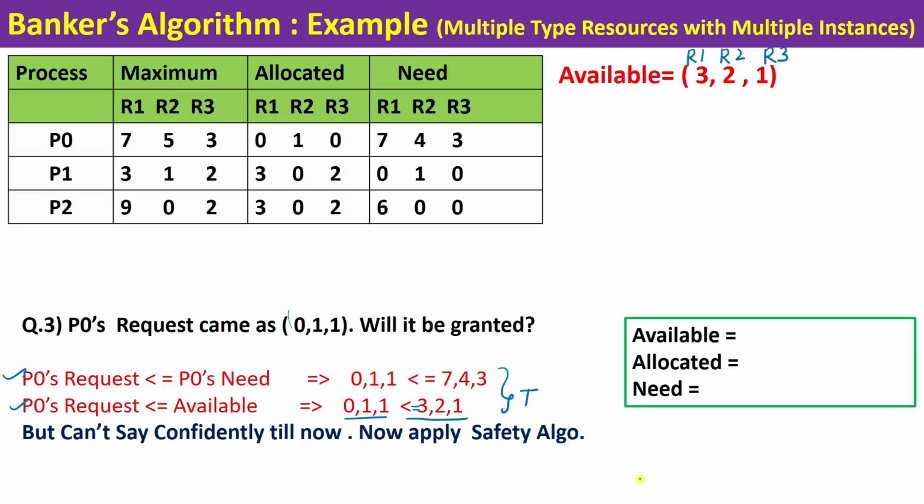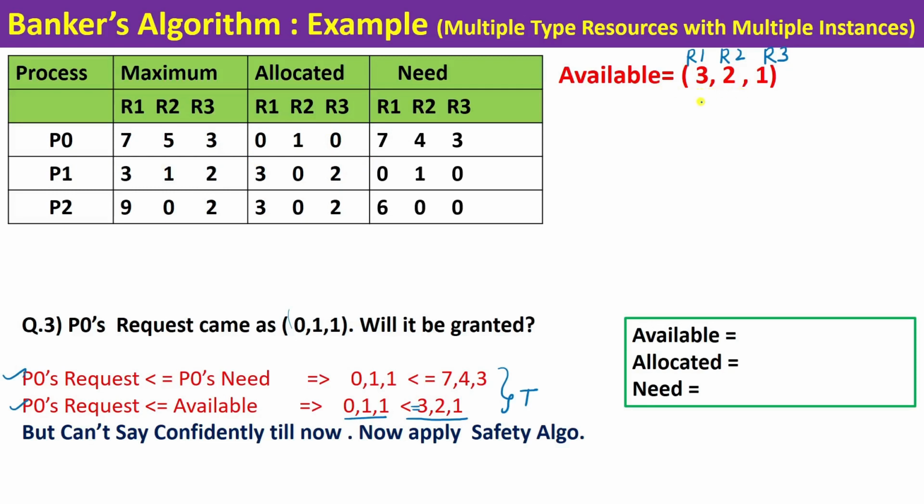So what does it mean? So as we have discussed in the previous video, we have to first find the values of this available, allocated, and the need. Okay, and after that we will proceed with the safety algorithm. Okay, so as OS is pretending that it is giving the 0, 1, 1 resource to the P0. Okay, so what does it mean?